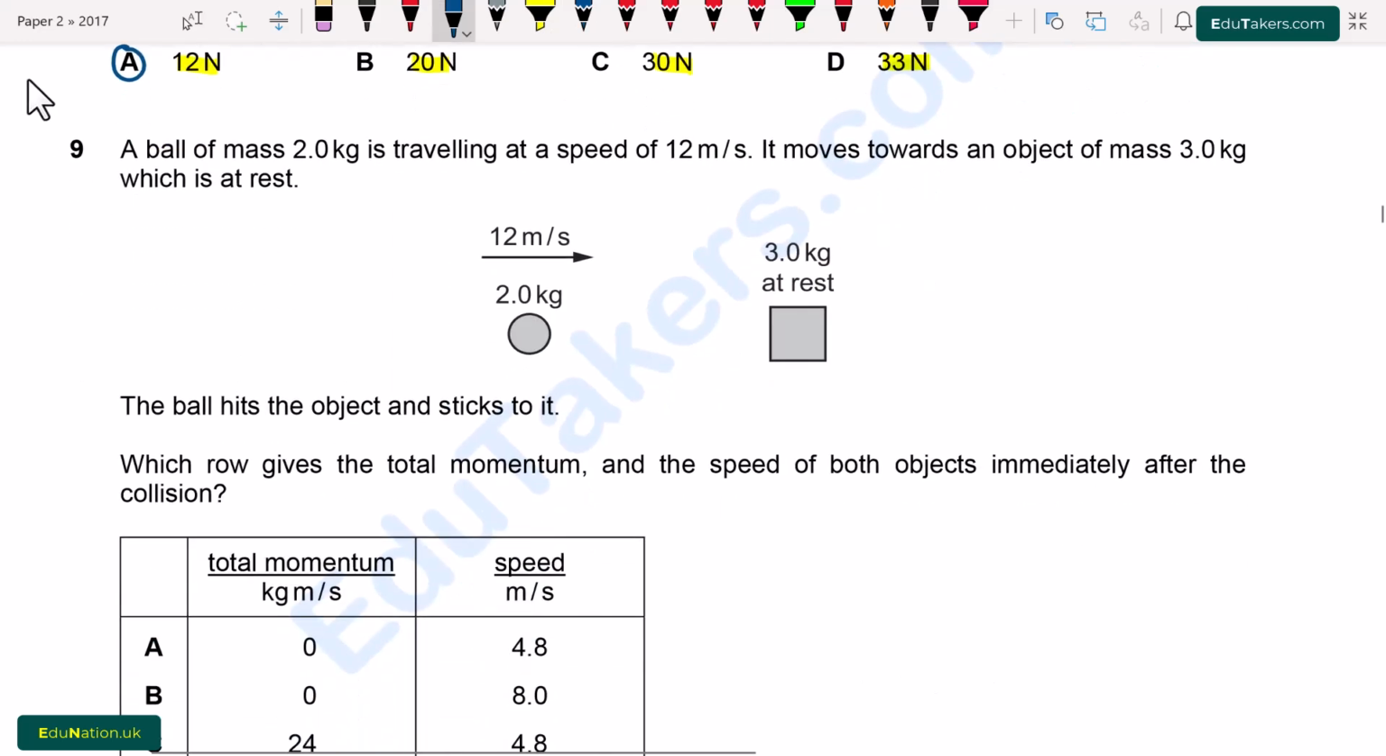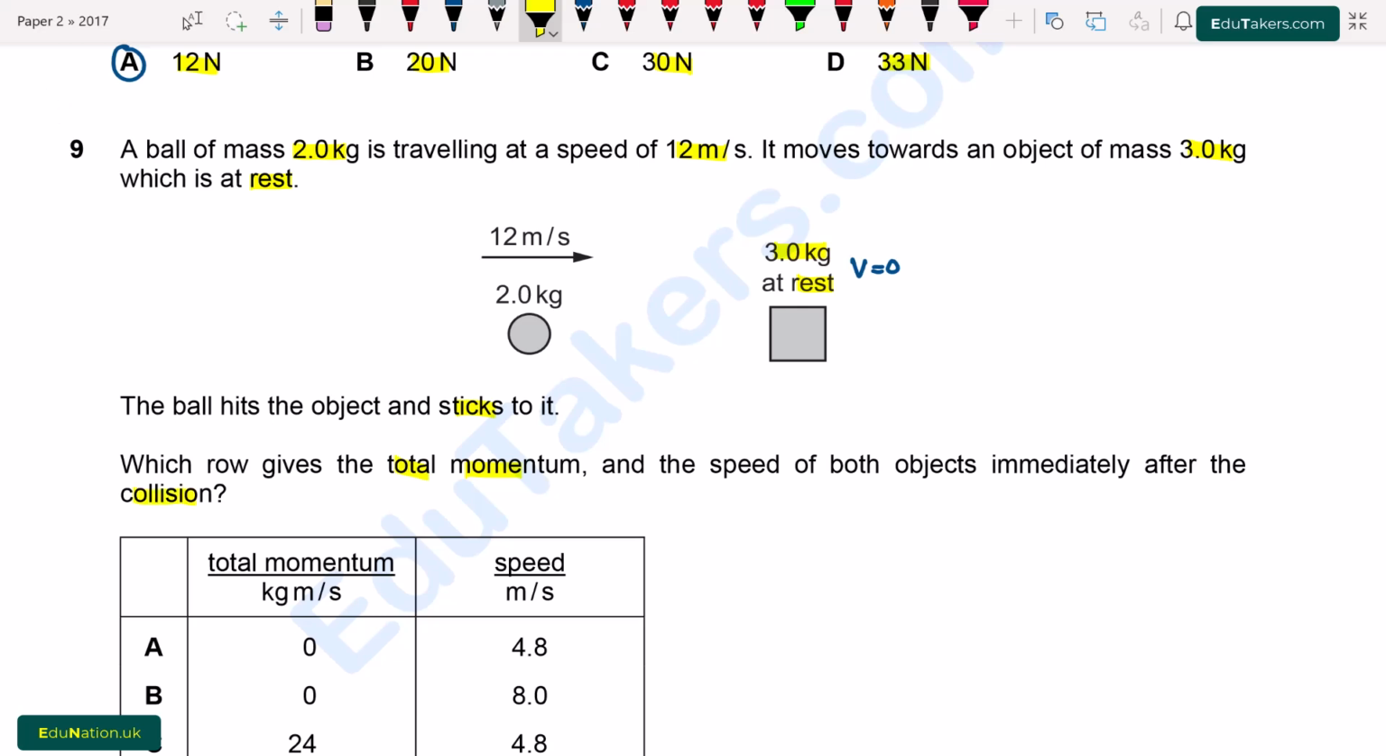Question number 9. A ball of mass 2.0 kilogram is traveling at a speed of 12 meter per second. It moved towards an object of mass 3.0 kilogram which is at rest. So there is a ball whose mass is 2.0 kilogram and it is traveling at a speed of 12 meter per second. It is moving towards another object whose mass is 3.0 kilogram and it is at rest. It means that its velocity is equal to 0. The ball hits the object and sticks to it. Which row gives the total momentum and the speed of both objects immediately after the collision?